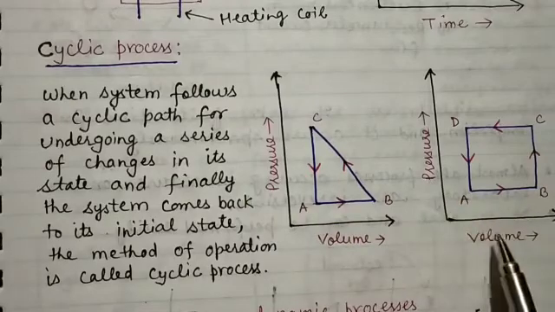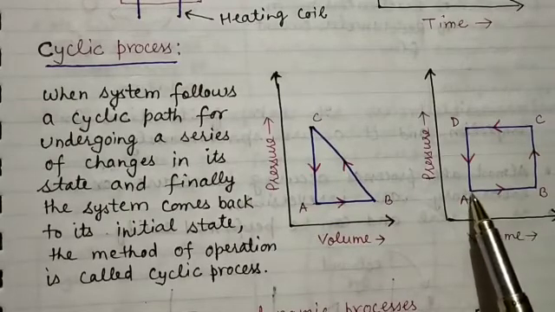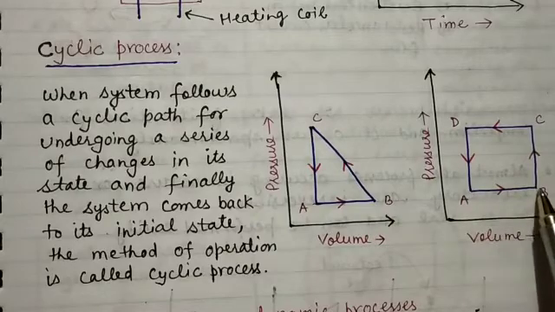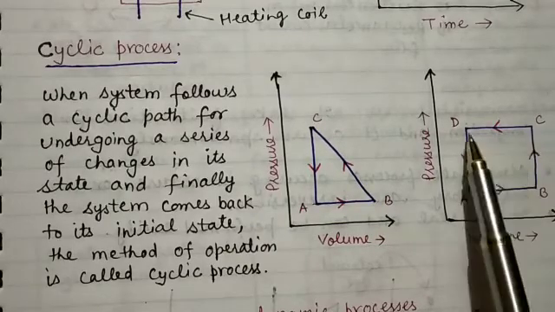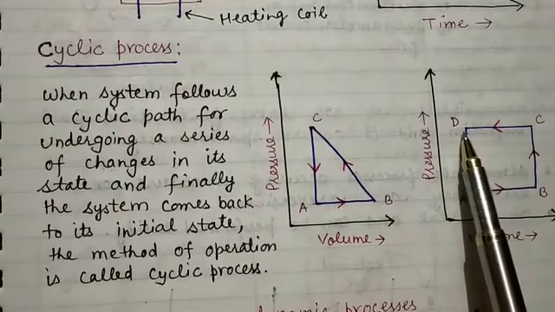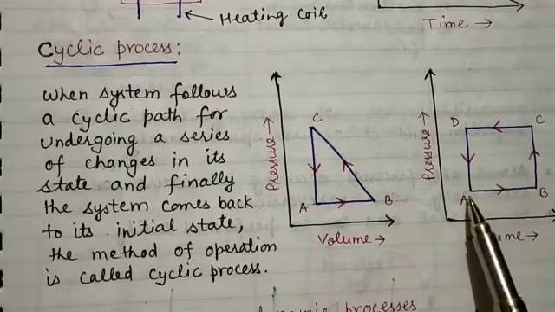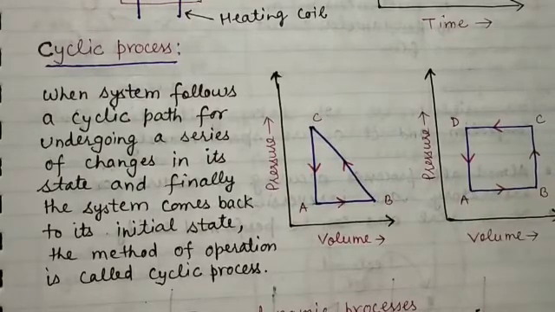Likewise here, we have the plot of pressure and volume. If the starting point is A, then it will move to B, then B to C, then C to D, and finally it will come back to A, from D to A. So this is called a cyclic process.